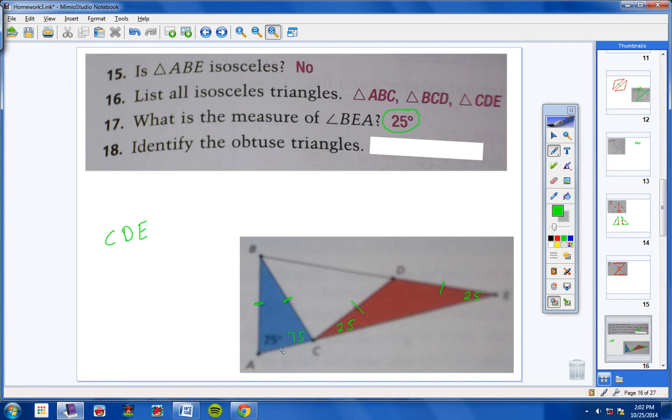Now, this right here is a straight angle, and I have three angles coming off of this: 1, 2, 3. All three of those have to add up to 180. So 75 plus 25 is 100, so this angle right here has to be 80. Now, if this angle here is 80, then these two angles here have to be 50 and 50.